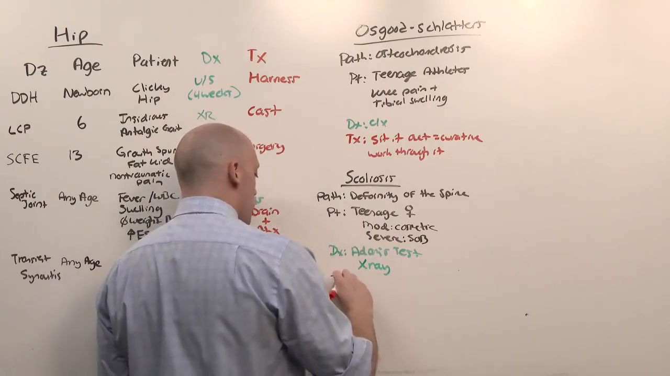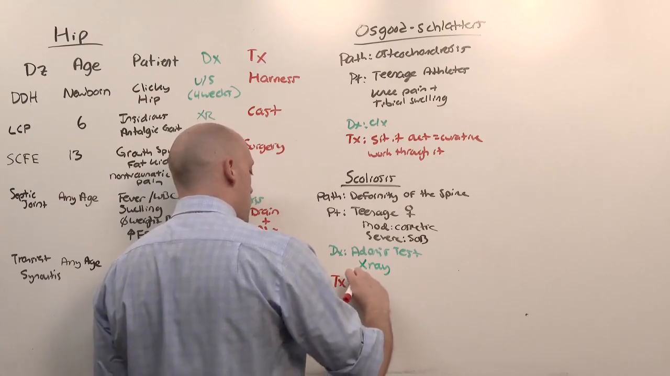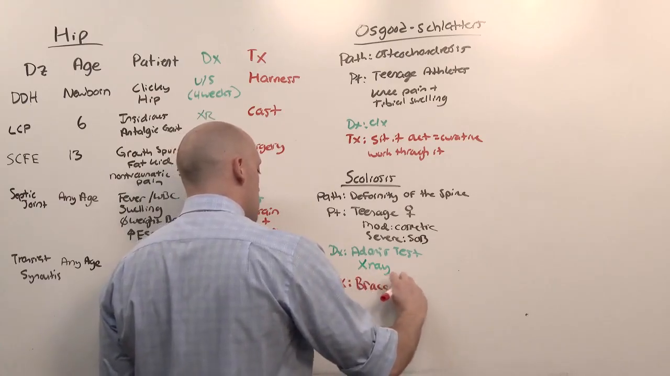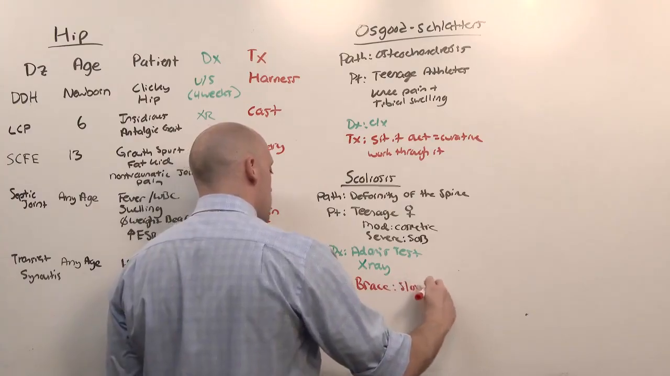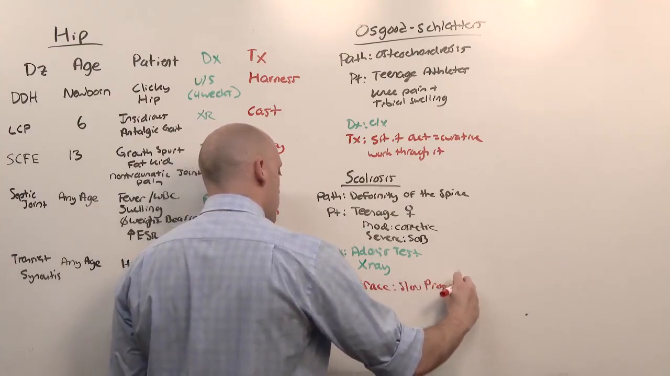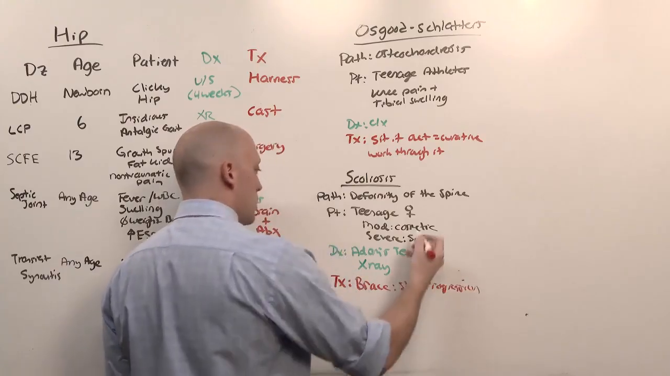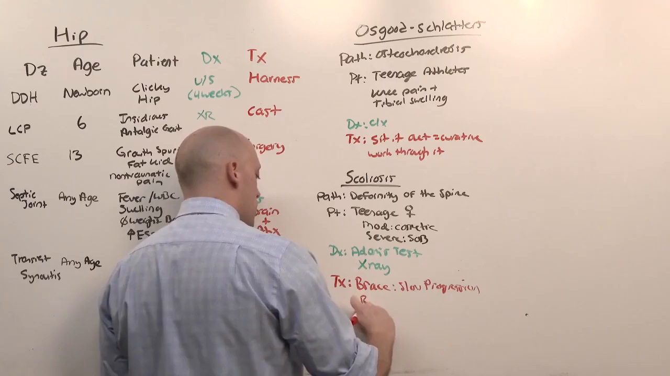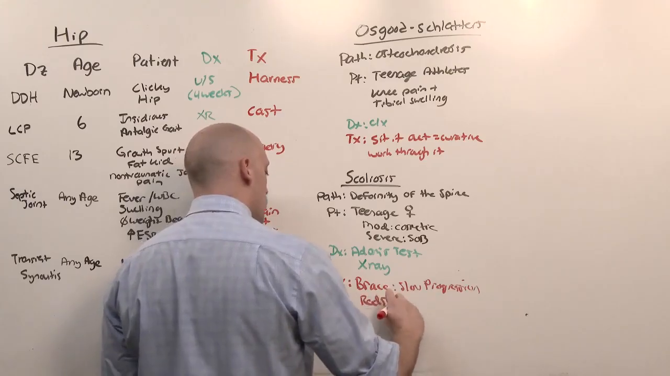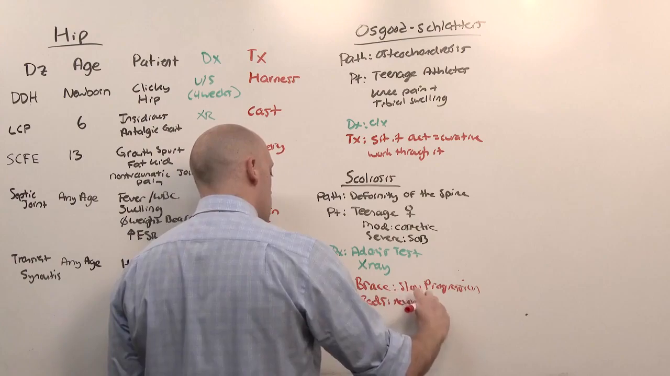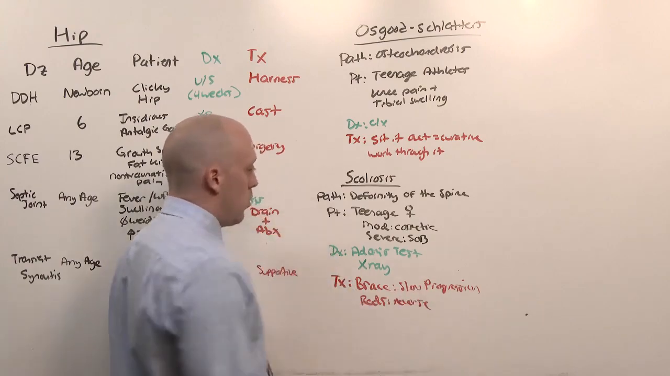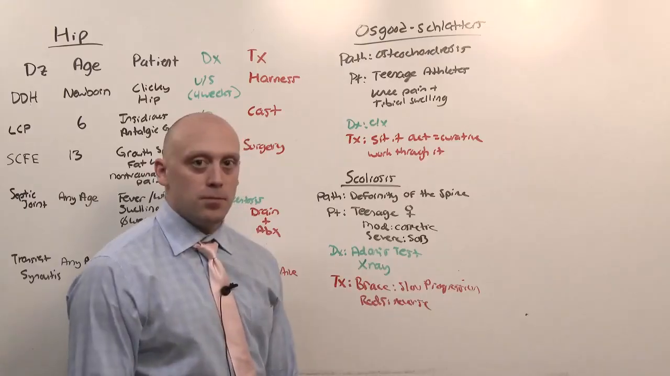Treatment comes down to slowing progression and reversing the disease. If you brace the girl, you can slow progression and maybe escape surgery, especially in the case where it's really only a cosmetic deformity. Surgery with the placement of rods is required to reverse the disease and is usually indicated in someone who doesn't want to be crooked anymore or has that severe presentation.